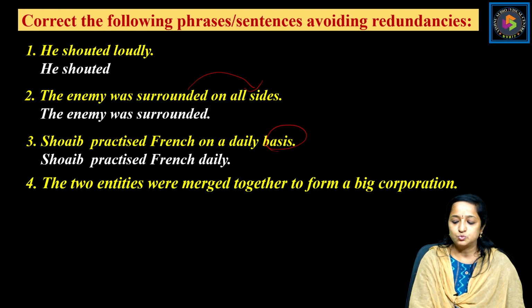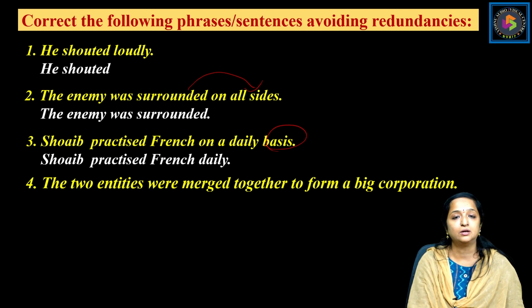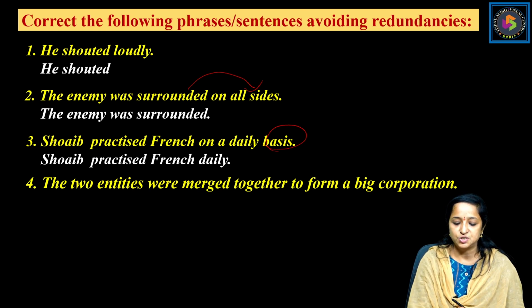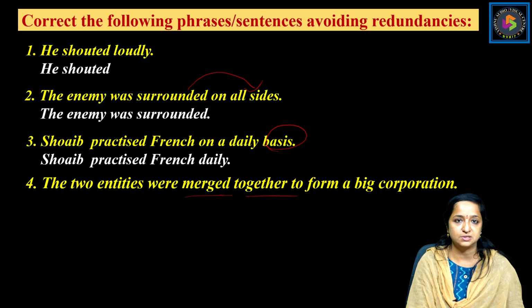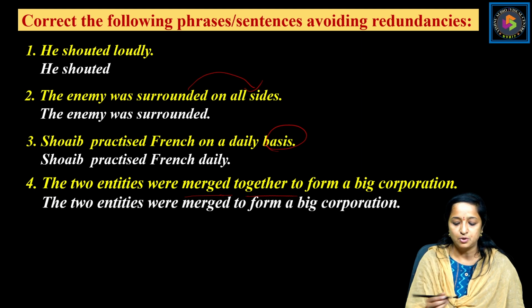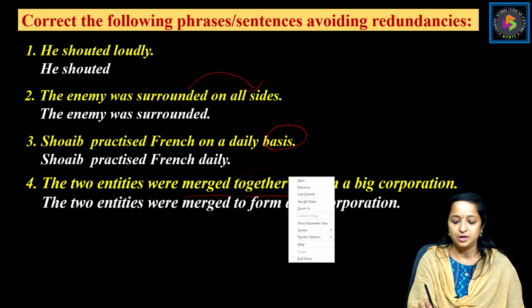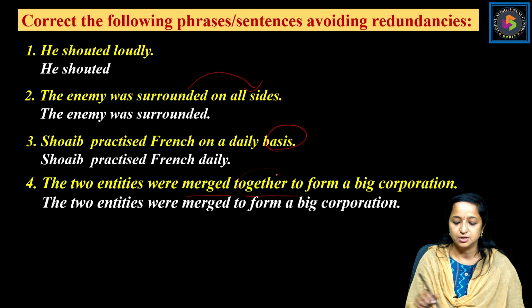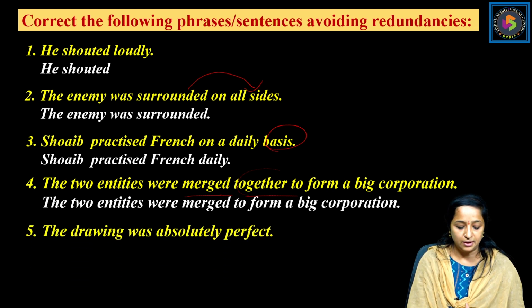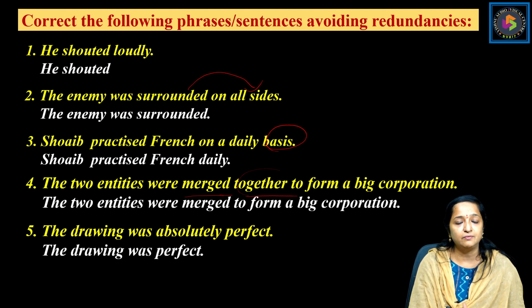Next, the two entities were merged together to form a big corporation. So here in the sentence, we can see that merged together both perform the same function and consist of the same meaning. So instead of that, we can remove together and simply write the two entities were merged to form a big corporation. The next is the drawing was absolutely perfect. So simply here we can write the drawing was perfect instead of writing absolutely.